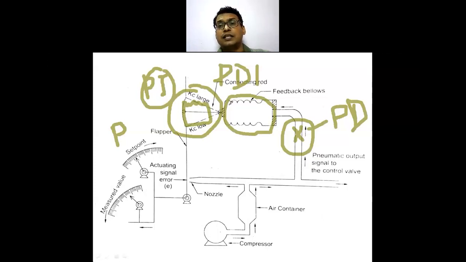So these are the feedback bellow and feed forward bellow. Two bellows are used in your proportional integral controller. And in case of the fourth controller, the proportional, derivative and integral controller, there are two bellows plus the resistance. So this makes the complete pneumatic controller. But nowadays these pneumatic controllers are not being used.